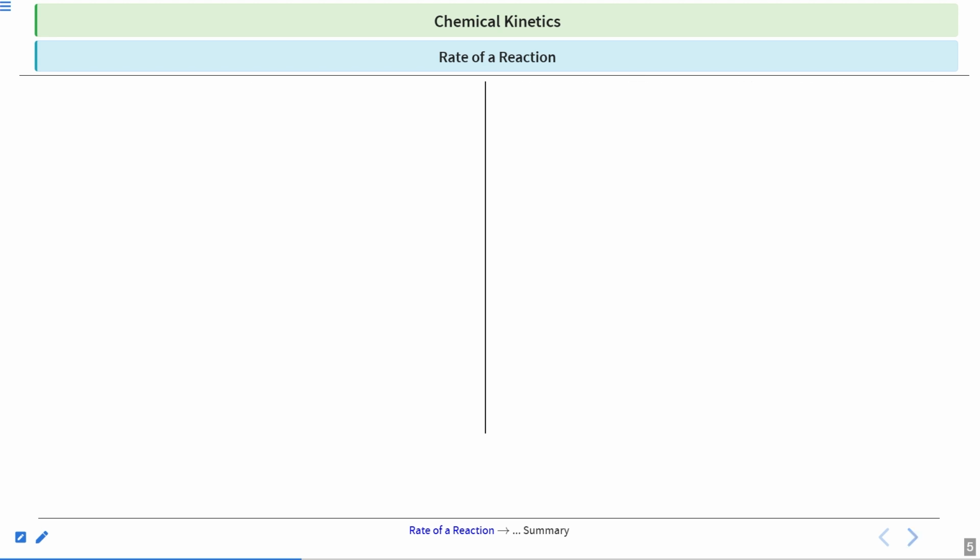Now next we will see what are the factors that affect the rate of reaction. So why do we study these factors? Why is it important?